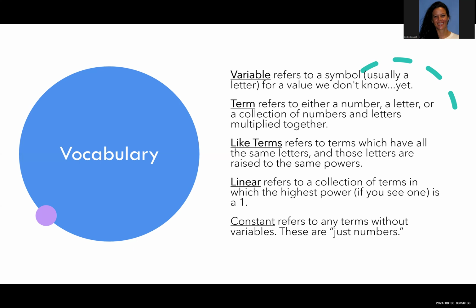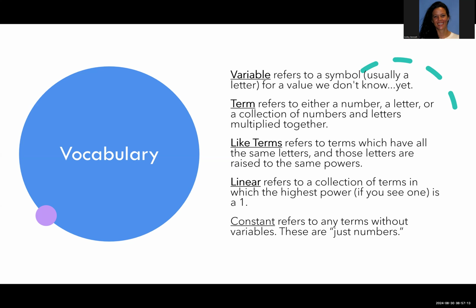A term is either a number or a letter or a collection multiplied together. Like terms are terms which have the same letters, so like they're all X's, for example, and who have the same power. So like x squared would go with x squared. But you could also have like 5x squared going with 10x squared. As long as they're both x squareds, they're like terms. Similarly, you might have 3xy, and that could go with negative 100xy.